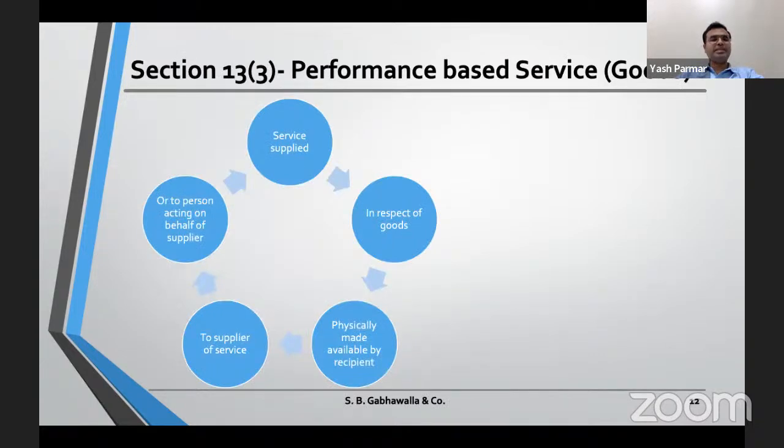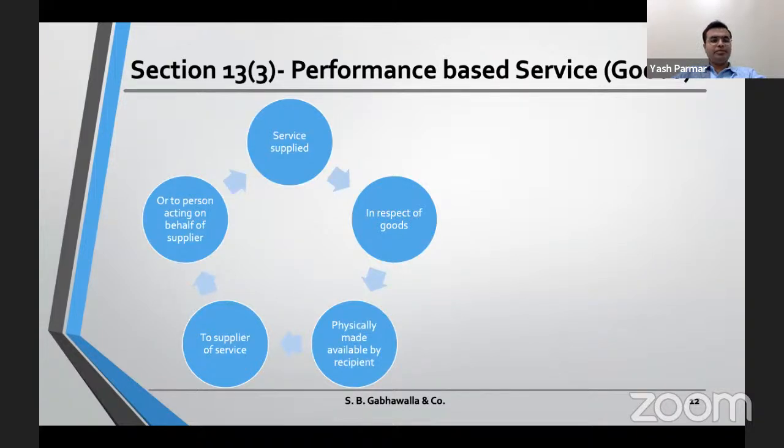It is defined in section 13, subsection 3 of the IGST Act, and it is divided into two parts. Clause A deals with place of supply for performance-based services for goods, and clause B deals with place of supply for performance-based services for services. So first we'll deal with the goods part of it.